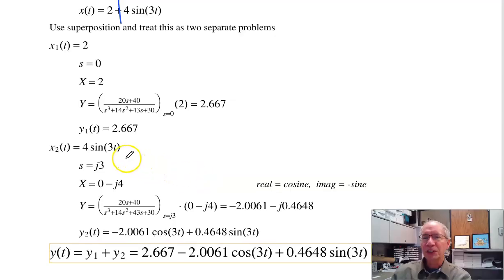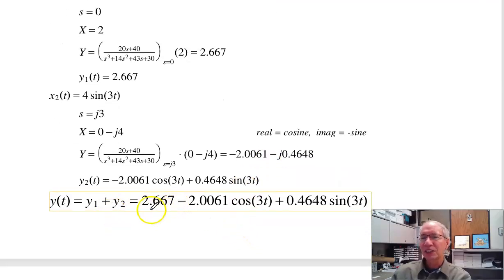Now repeat for the second term. Here s is j3, the input is 0 minus j4, real part's cosine, minus j is sine. The output is the gain at s equals j3 times the input at s equals j3, which gives a complex number. Real part's cosine, minus j is sine. The total answer is the sum of the two, your DC term plus the AC term. So that's in the S-plane.